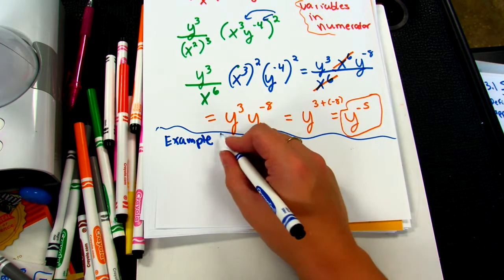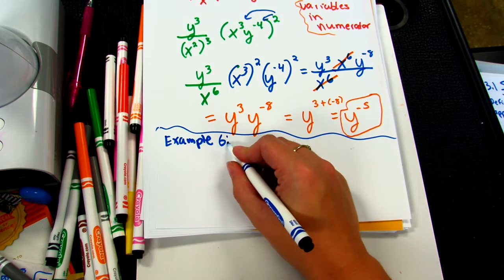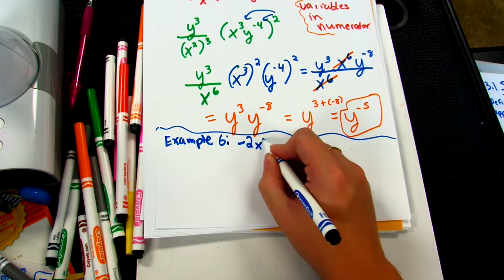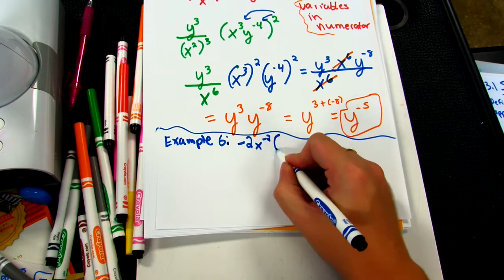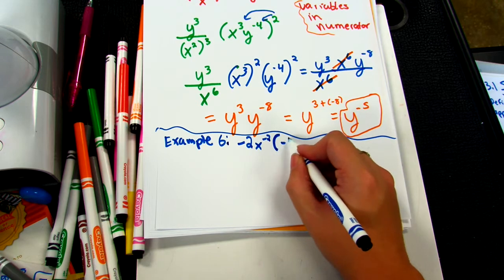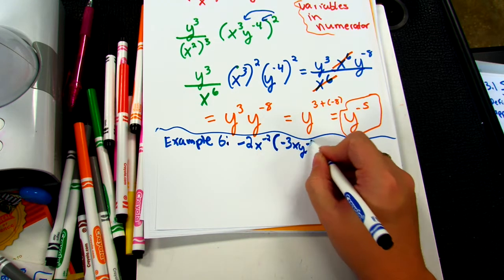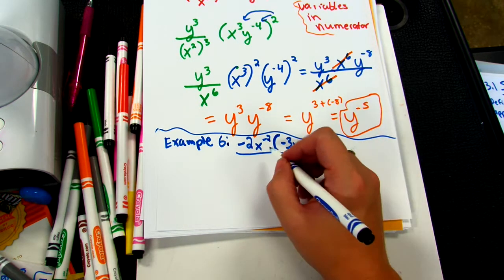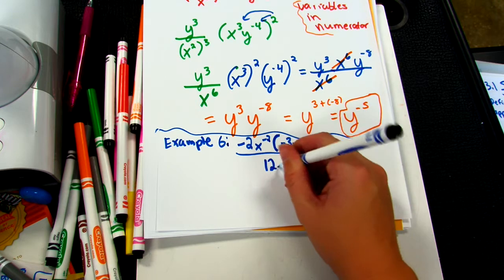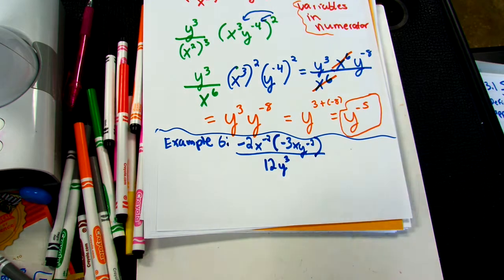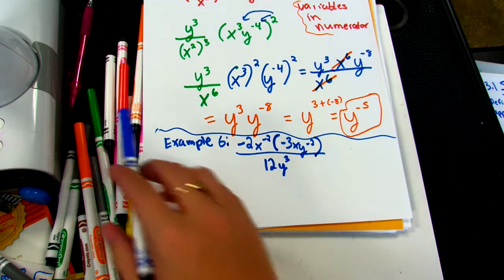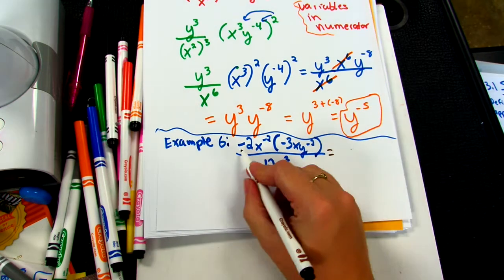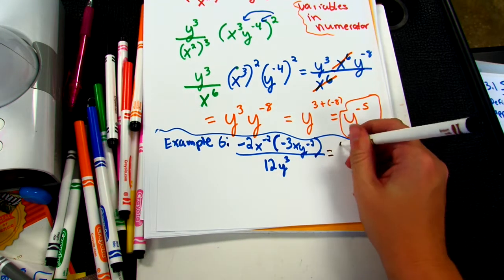And in example 6, we just want to simplify. Okay? So we have negative 2 x to the negative 2 times negative 3xy to the negative 2, and then that is all over 12y to the third. Okay, so first things first, let's multiply, right? Negative 2 times negative 3 becomes positive 6.